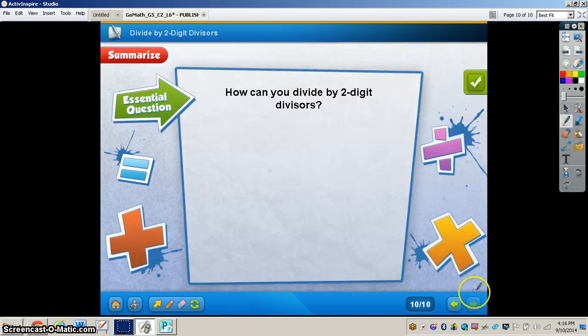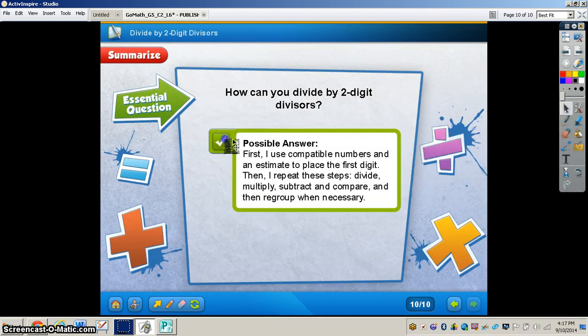And moving on to the essential question, how can you divide by 2-digit divisors? First, you can estimate using compatible numbers and estimate to place the first digit. Then you repeat the steps: divide, multiply, subtract, compare or check, and then bring down and regroup when necessary. Remember the steps to solve a division problem.